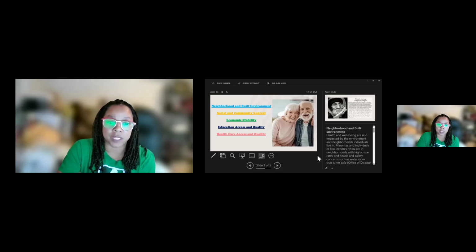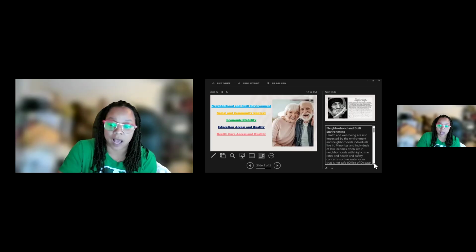These are the components of the social determinants of health according to Healthy People. Neighborhoods and the environment. Health and well-being are also impacted by the environment and neighborhoods individuals live in. Minorities and individuals of low income often live in neighborhoods with high crime rates and health and safety concerns such as unclean water and air.